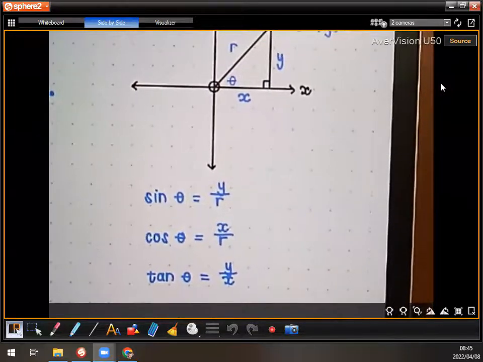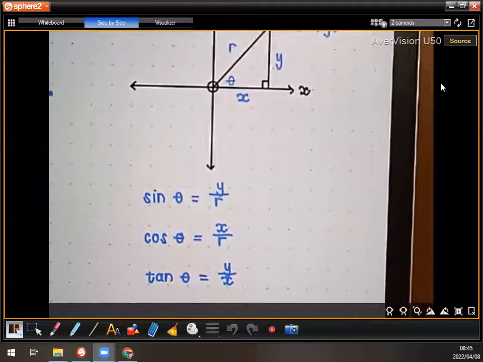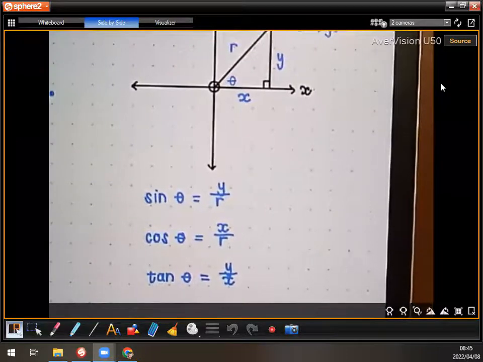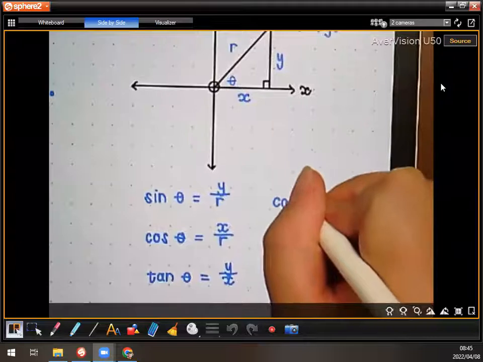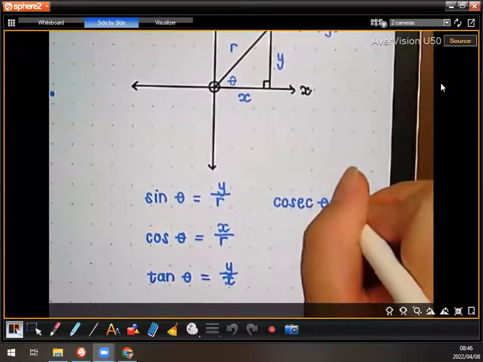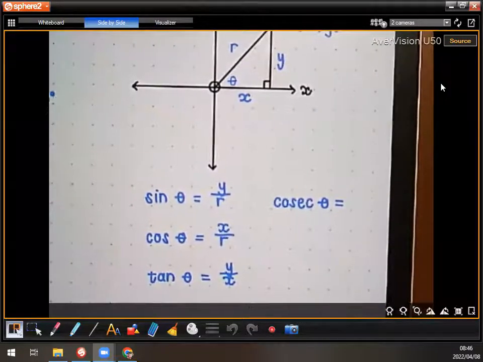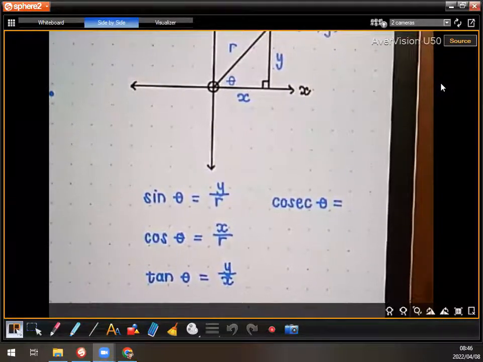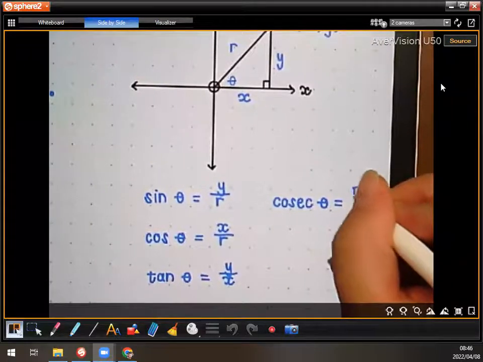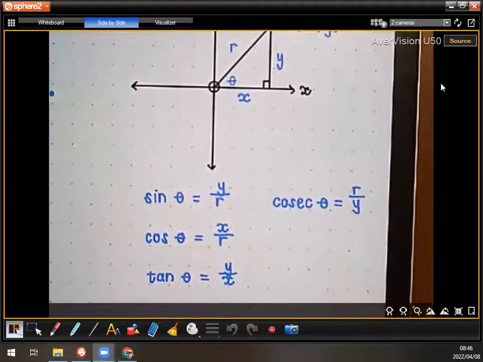Then we have our reciprocal, right? What is the reciprocal of sine again? The first letter of sine is s, so the third letter of the reciprocal has to be s. Which one is that? Cosec. So cosec theta is, remember, reciprocal means swapping them around. So if sine is y over r, cosec is going to be r over y. Hypotenuse over opposite.